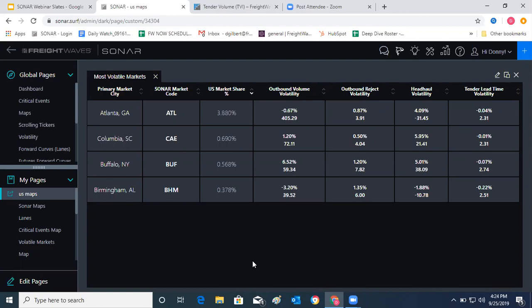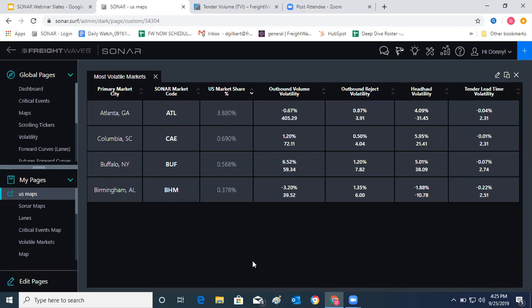The Headhaul Index, capacity. Very important index. We measure it by taking the outbound minus the inbound, and looking at what's going on can tell us if there are more trucks leaving the market than coming in, or more trucks coming into the market than actually leaving. Of course, always look at the surrounding markets when looking at your headhaul index to see if other trucks might be moving to your market from an outside market.